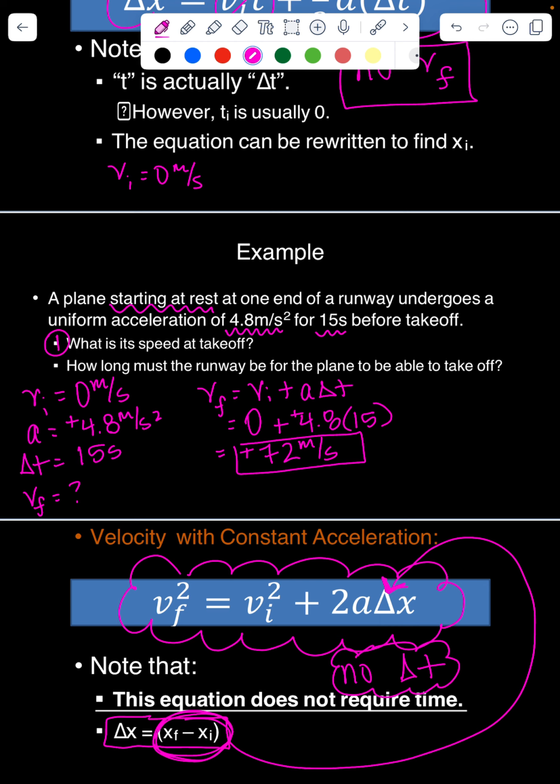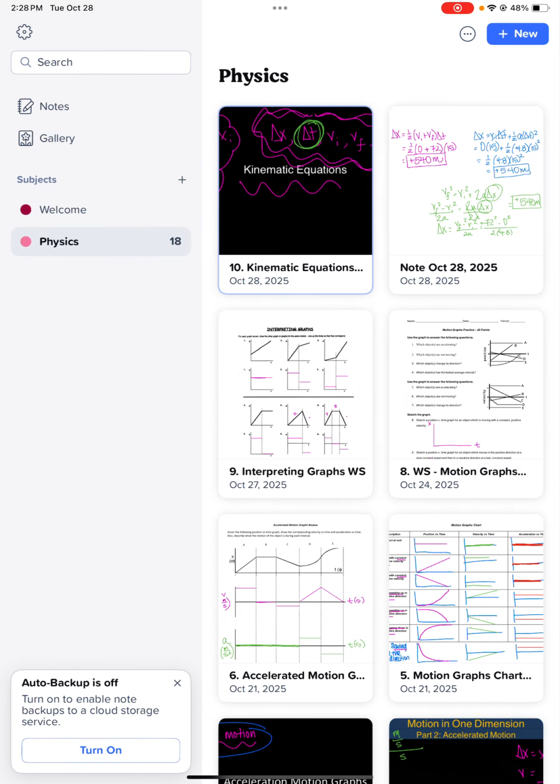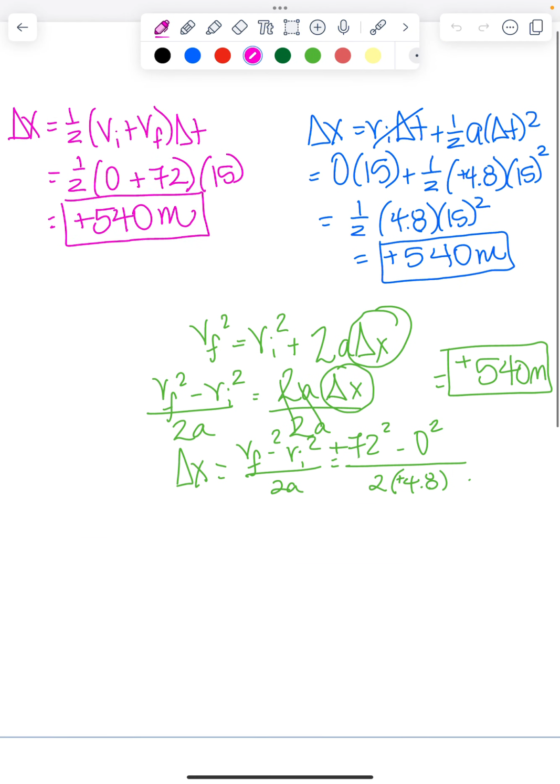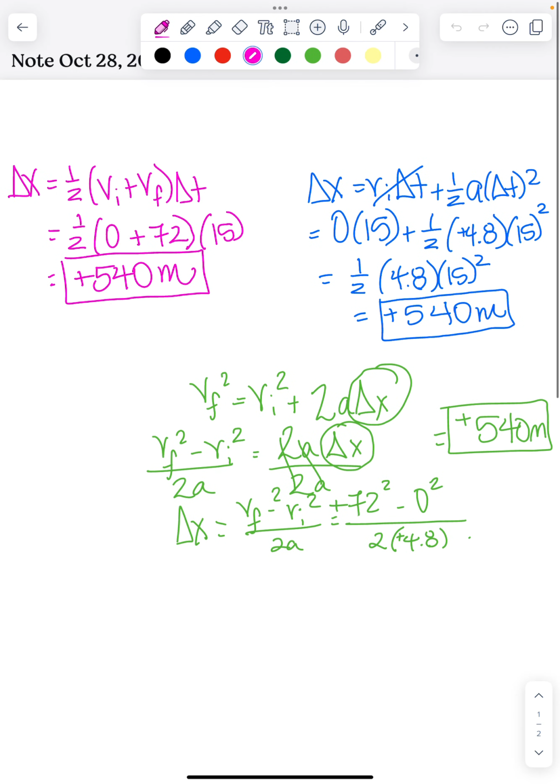The second thing that I ask you to solve for is how long must the runway be for the plane to be able to take off? So we want to know the length of the runway, which is our displacement. We are looking for displacement here. At this point, we have all 5 variables. So we can solve for displacement using any of the other 3 equations.